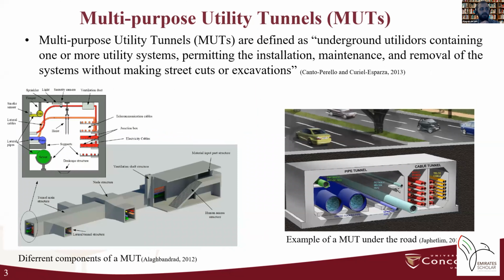Multipurpose utility tunnels, or MUTs, are defined as underground structures containing one or more utility systems, permitting the installation, maintenance, and removal of the systems without making street cuts or excavation. As an example, in this figure, we can see different components of MUT, such as gas and water pipes, telecommunication and electricity cables, as well as MUT ancillary facilities like security cameras or hoisting system.